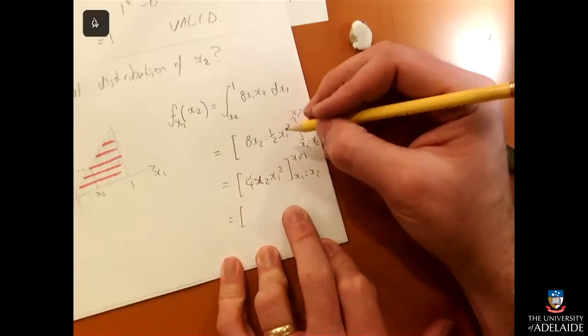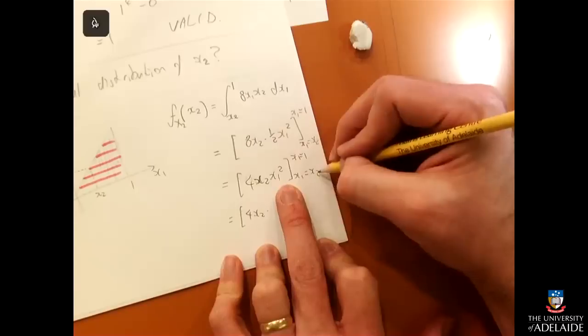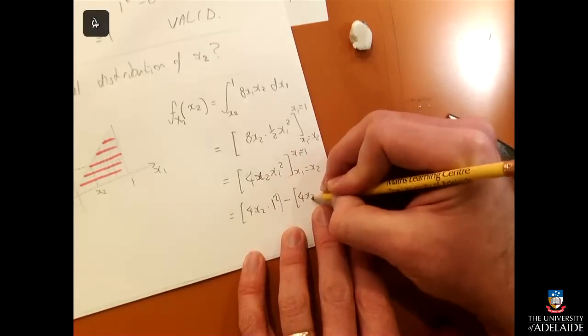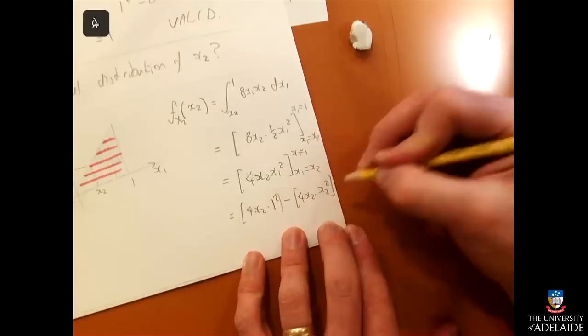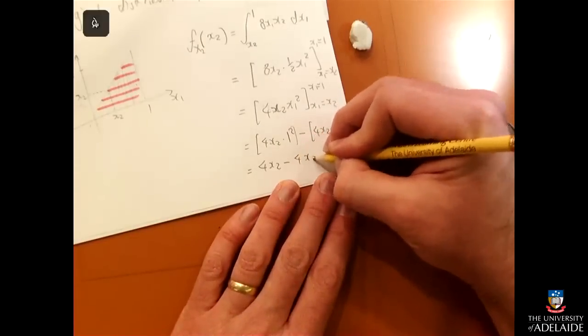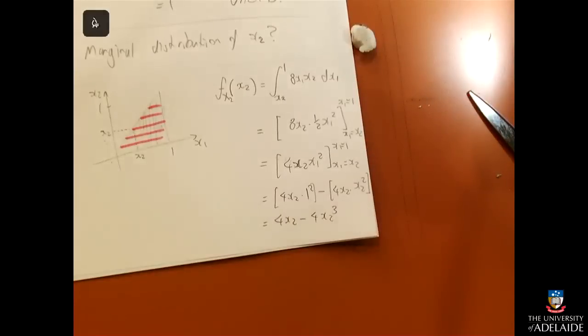So let's see. We have 4x2, and the x1 is 1 at the top, and then we have 4x2, and then the x1 is x2 at the bottom. And so I have 4x2 minus 4x2 cubed, and that is the proper marginal distribution of x2. So regardless of what x1 is, that's the function that describes the probabilities of x2. So if this was a valid probability distribution, if I integrate this across the possible values of x2, it should come out to 1. So I'm just going to check.